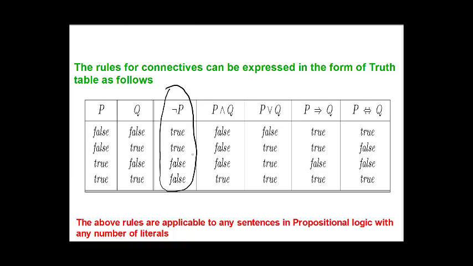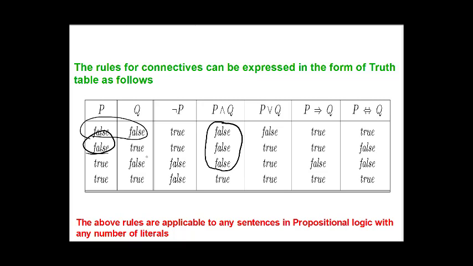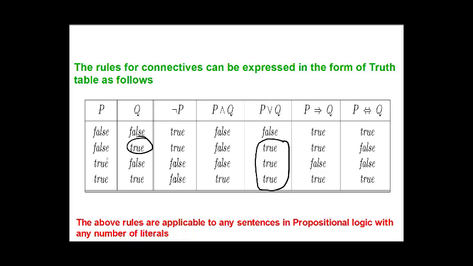Then regarding P and Q, the first three values are false because either of them is false. Both are false here, this is false, and this is false. The last value is true because both are true. And regarding or, if any of the literals is true, it becomes true. So the last three values are true because we have a true in each of them. Then P implies Q.